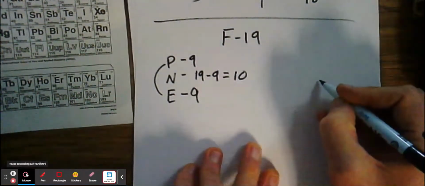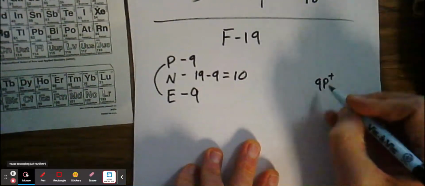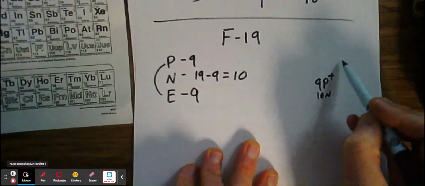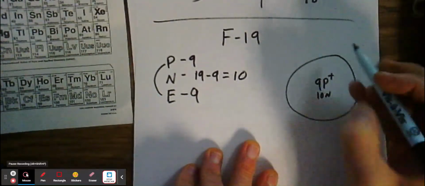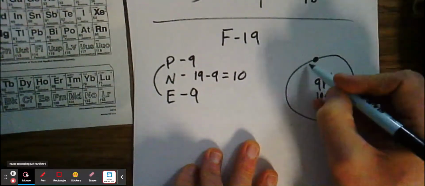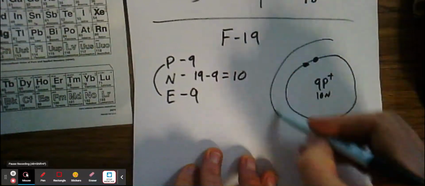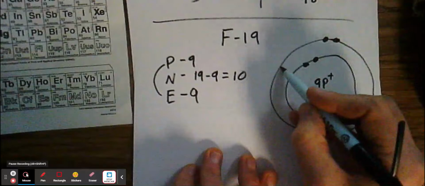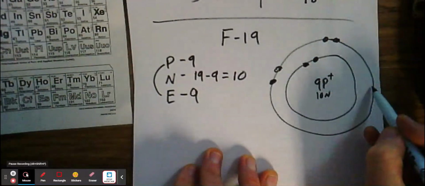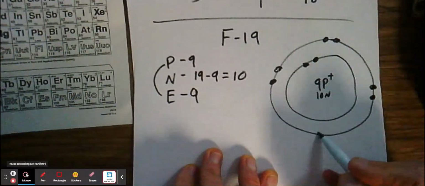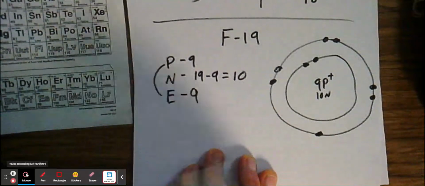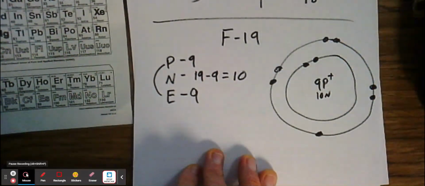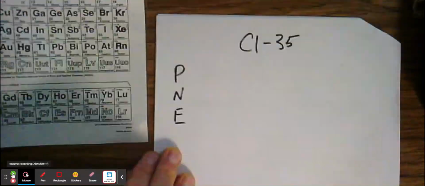All right, now I know what I got, how many I need to distribute, and now I need to draw it. So 9p plus 10n. All right, that's the nucleus. And then I fill in the energy levels. 1, 2 for the first, and then I add another ring. 3, 4, 5, 6, 7, 8, 9. All right, that would be the Bohr theory for fluorine 19.